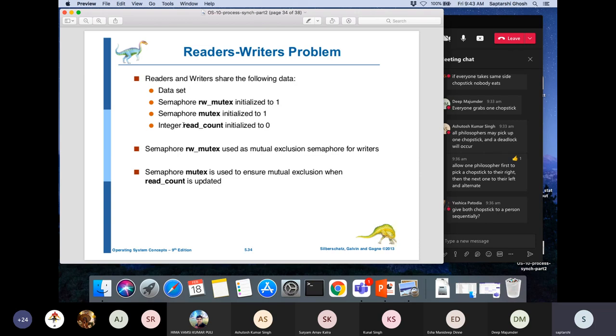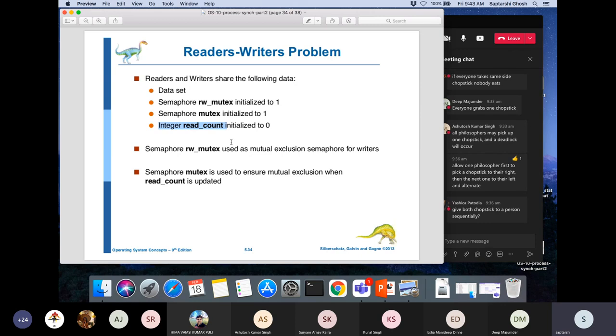However, there is this integer read count, used for a certain purpose, which will be clear. That is a shared variable. And whenever you have a shared variable which you want multiple processes to update, there can be a race condition there. So we need a semaphore to protect access to this read count variable. So semaphore mutex is used to ensure mutual exclusion when read count is updated. For what read count is used, we will come to that. But this is an integer. This is not a semaphore. This is an integer.